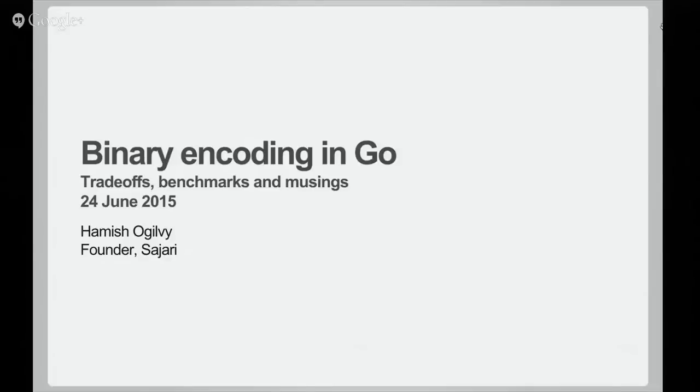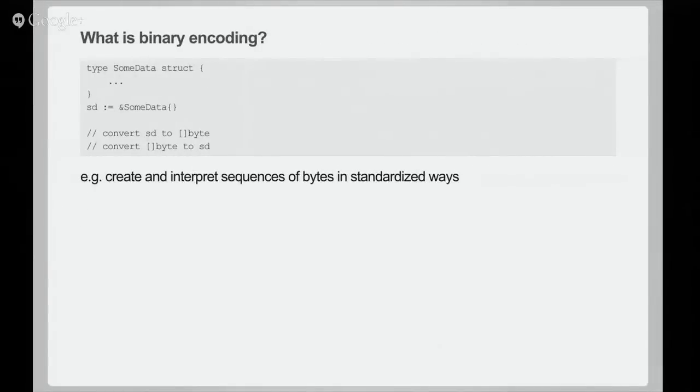We do a lot of binary encoding in Go. What is binary encoding? Well, I would say it's interpreting sequences of bytes in standardized ways. Other people would have different definitions, but essentially you're turning your structs and information into binary.